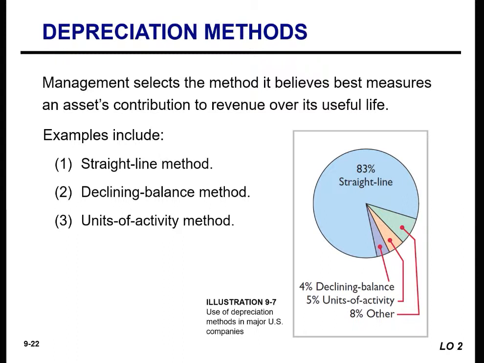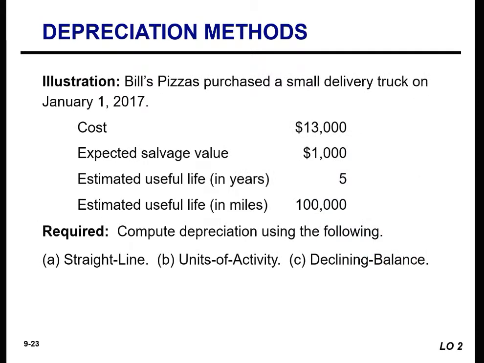So let's take a little bit closer look at how depreciation works. We're going to use Bill's Pizza, who purchased a delivery truck on January 1st, 2017. It had a cost of $13,000 and an expected salvage value of $1,000. This gives it a depreciable base, or an amount that is going to be cost allocated or depreciated, of $12,000 over the course of its useful life.